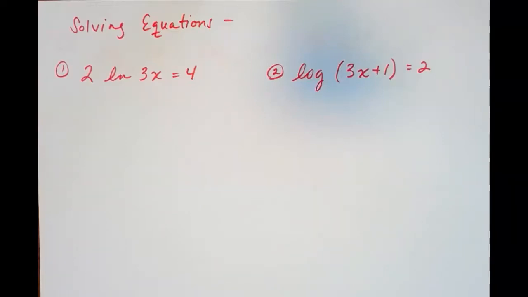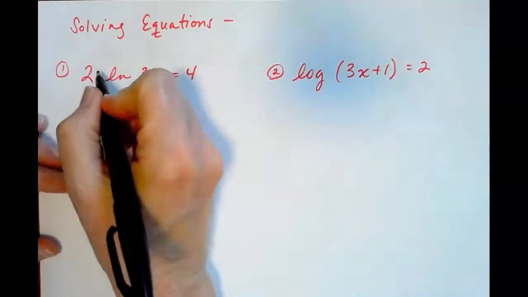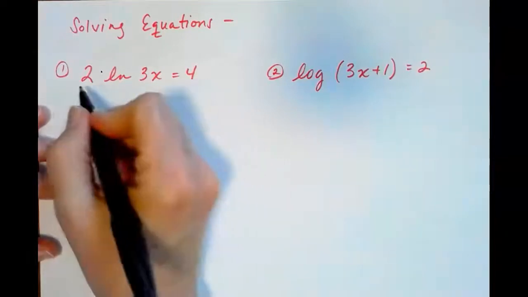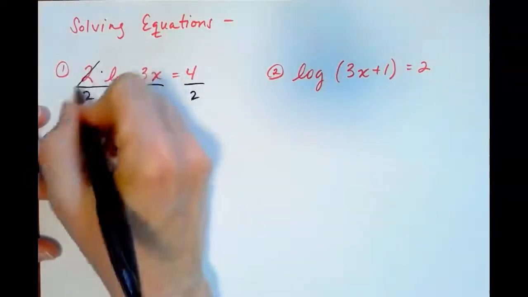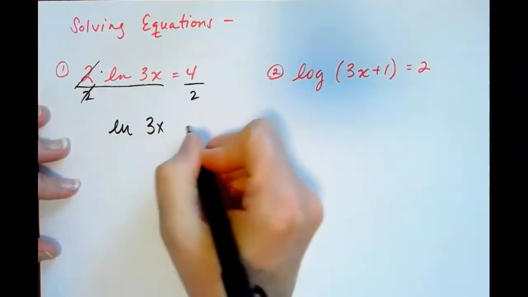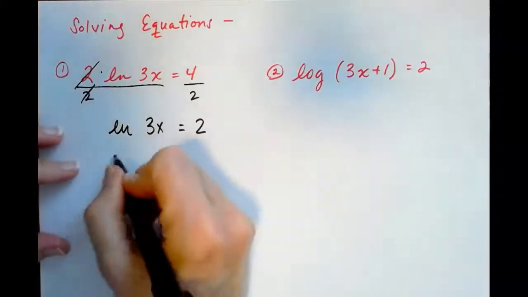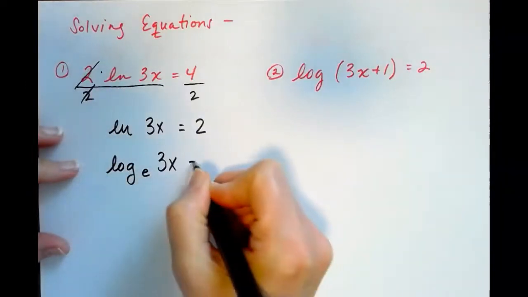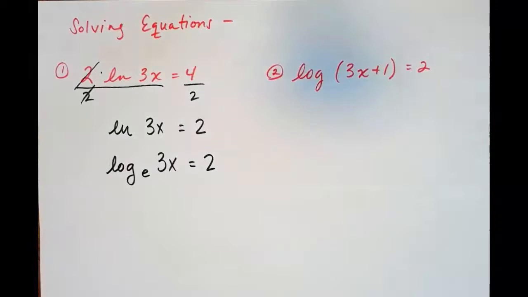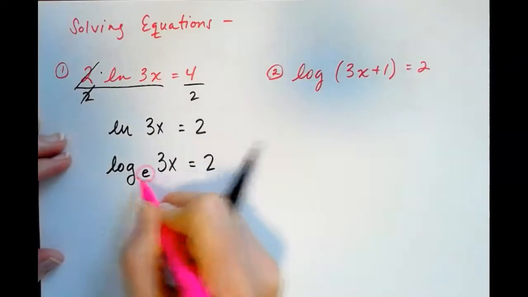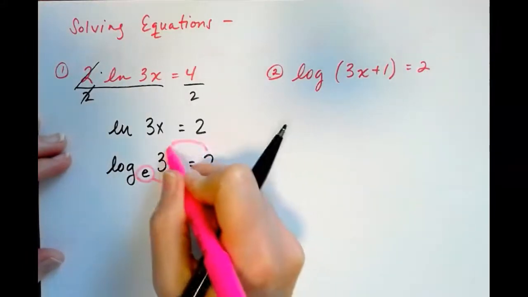So let's get going. First of all, we get the opportunity here to utilize inverse operations. Since this is 2 times ln of 3x, the first thing I'm going to do is divide away the 2 and get ln of 3x equals 2. Now, please recall that ln simply means log base e. So let me rewrite this so you can get a better look at it. And then we are going to rewrite this logarithm as an exponential equation. So e to the second power equals 3x.